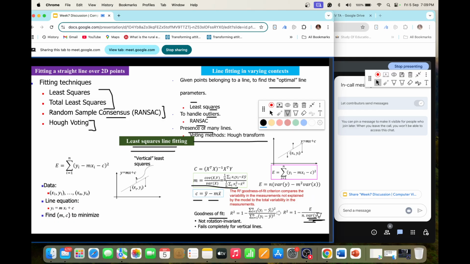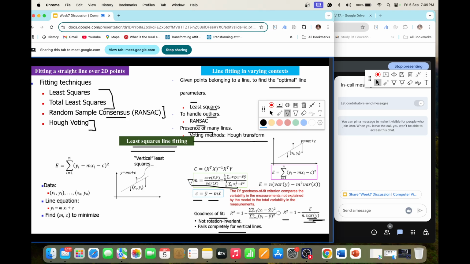If the variance of y is very small or close to 0, this goodness of fit will be infinite, which is not possible. That is why this is one of the cons: it fails completely for a vertical line. So again I am repeating, it is very easy. We have to fit a straight line to a number of points. The straight line equation is y equals mx plus c.